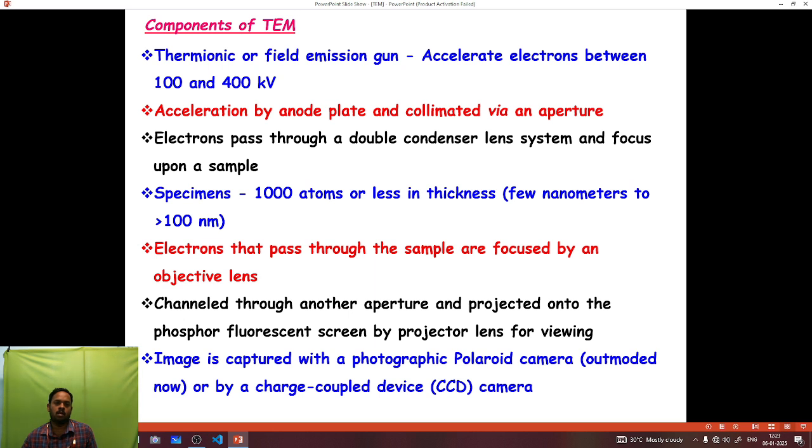So each component has its own role. The thermionic or field emission gun produces the high energy electrons that will be accelerated between 100 and 400 kilovolt. The accelerated electrons will be condensed through condenser lenses and focused towards the sample. After passing through the sample, there is a lens called the objective lens, and the objective lens again channels the electron beam through a particular aperture and focuses it on the phosphor screen with the aid of the projector lens. That will project the electron beam on the phosphor screen. On that screen, the electron beam will be converted into photons. The photons will be converted into an image by using a charge coupled device or photographic Polaroid camera.